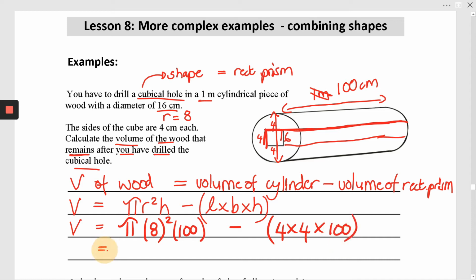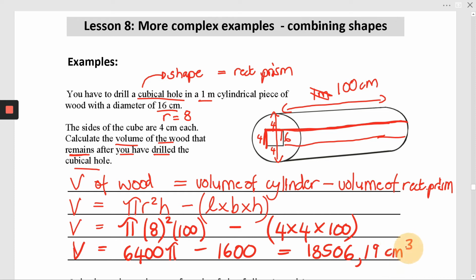Okay, the most difficult part is done pretty much. Now we're just going to be typing things into a calculator. This gets me to 6,400 pi. The other side is 1,600, which means my answer is 18506.19 centimeters cubed. Because I was working in centimeters from the beginning, and I've rounded off to 2 decimal places.